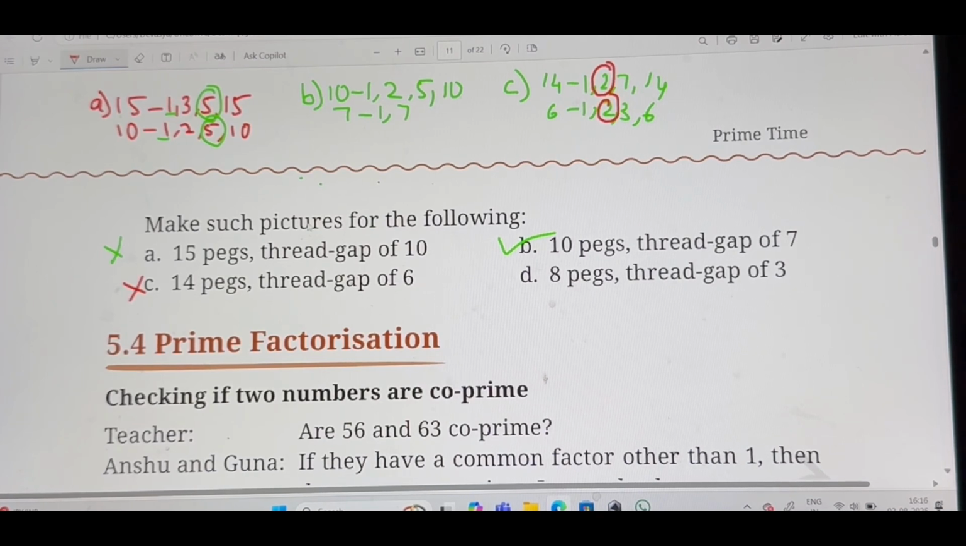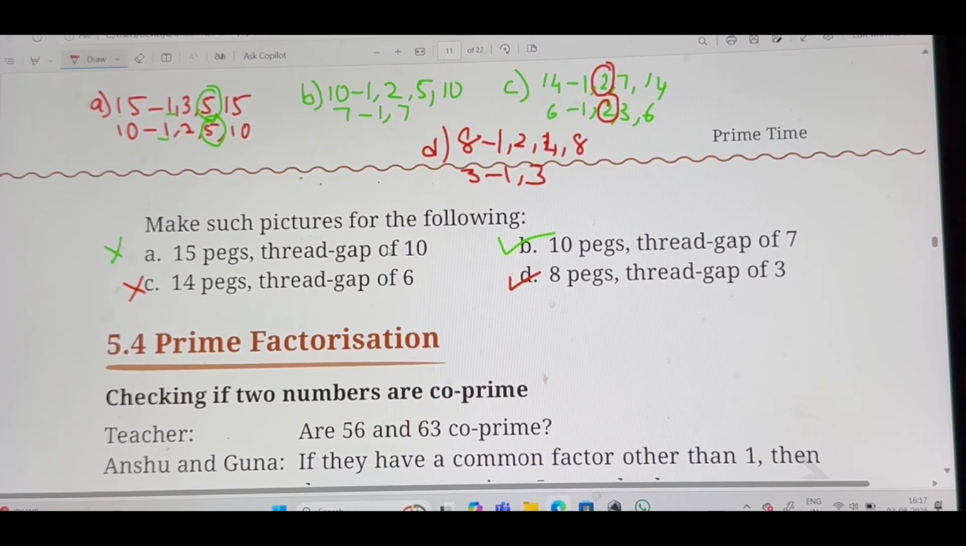Okay. Now question number D. The numbers are 8 and 3. So factors of 8 are 1, 2, 4 and 8. For 3, 1 and 3. Right. So here except 1 there is nothing common. So these are co-prime pairs. Right. So we got 2 as co-primes and the other 2 as non-co-primes, right?